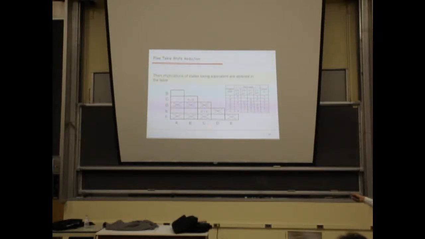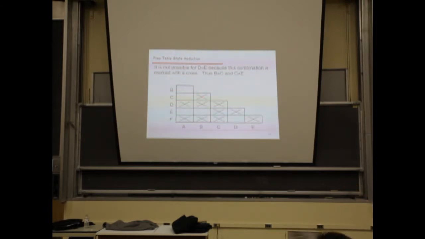Now I have to look at D and E. As you can see, D and E are not equivalent. Therefore, this is not going to be possible, and it will be crossed out. So that's why you see it disappearing. Again, I repeat the sequence, and I have now my chart.